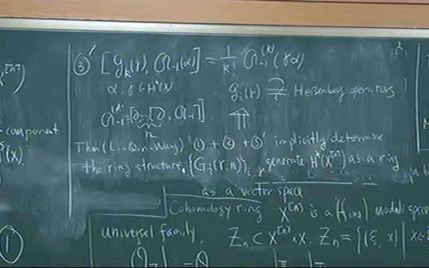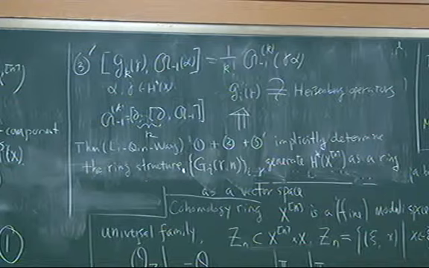You know this G_i T_i gamma generates the ring. Okay. So there are many things.